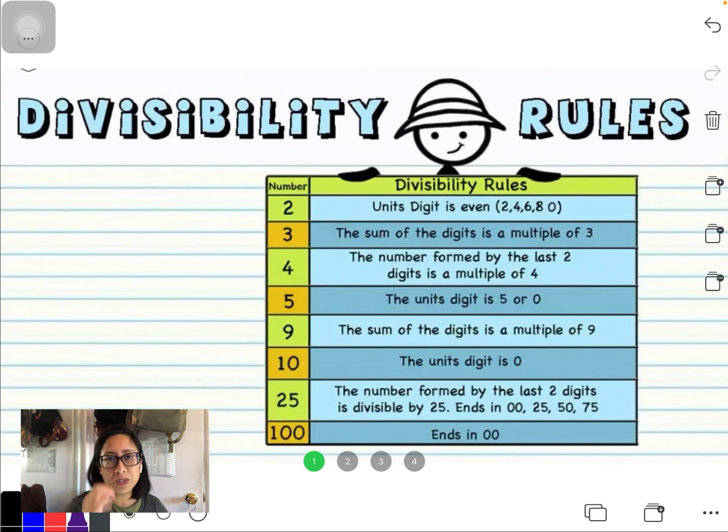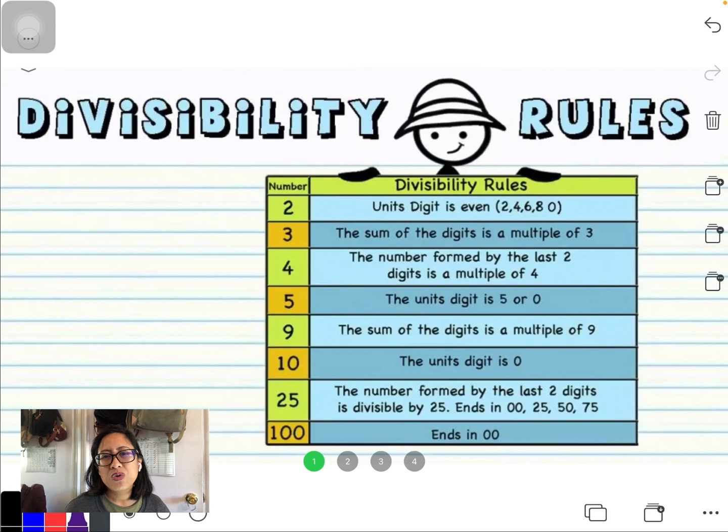Like, a number can divide by 2 because it ends with an even number. Or you know that a number is divisible by 5 because it ends with 5 or 0. Or, the easiest one, a number can divide by 10 because it just ends with 0.